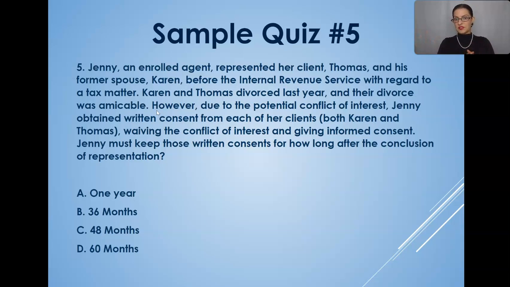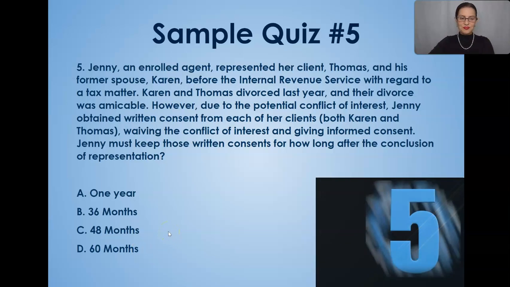So due to the potential conflict of interest, Jenny obtained a written consent from each of her clients, both Karen and Thomas, waiving the conflict of interest and giving informed consent. So she would need to have a conflict of interest waiver for each one of them, a separate conflict of interest waiver for Karen, and a separate one for Thomas. And they both have to sign the conflict of interest waiver. It has to be in writing. Jenny must keep these written consents for how long after the conclusion of the representation? A, 1 year, B, 36 months, C, 48 months, and D is 60 months, which is 5 years. And I'll give you a few seconds to decide on the answer.